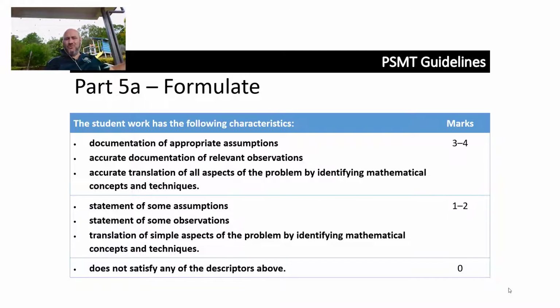But 2 marks out of 4 is not really good enough, because a PSMT is where you want to front load some good grades to take the pressure off the exam. So we're looking here for 3 or better yet 4. And 4 is not that hard if you take on the advice that I'm going to give you now. So we've got 3 criteria there: documentation of appropriate assumptions, accurate documentation of relevant observations, and accurate translation of all aspects of the problem by identifying mathematical concepts and techniques.